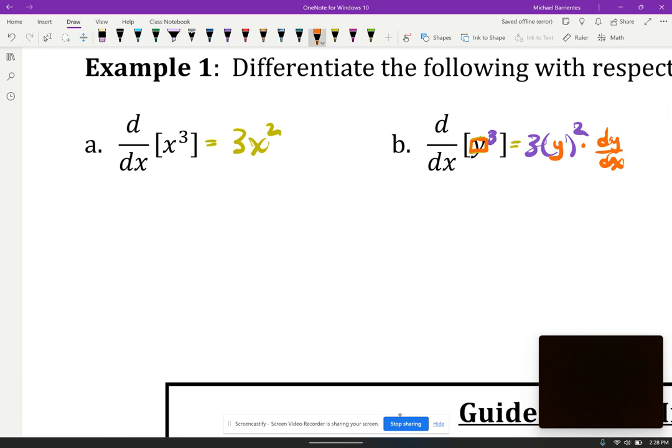So notice the difference. Here, the variable of differentiation matched the variable of the expression, so I just took the derivative normally. On example B, the variable of differentiation was x, but my expression was in terms of y, so I had to use the chain rule because I'm treating y as a function of x. So it's almost like I have an inside function y being taken to the third power. So I took the derivative of the outside with the inside still in it times the derivative of the inside. I did the chain rule.